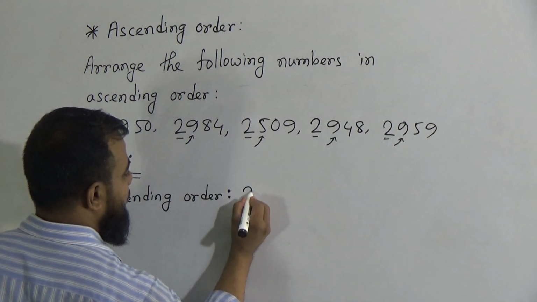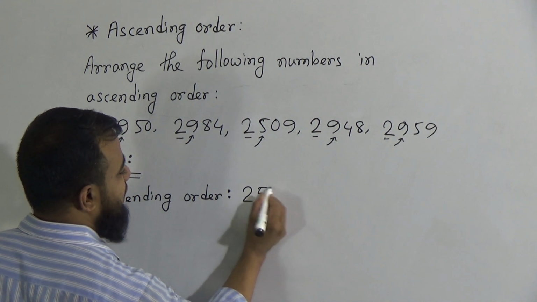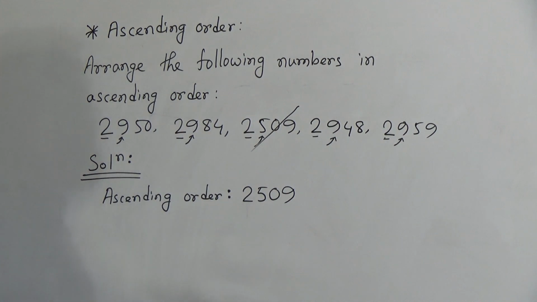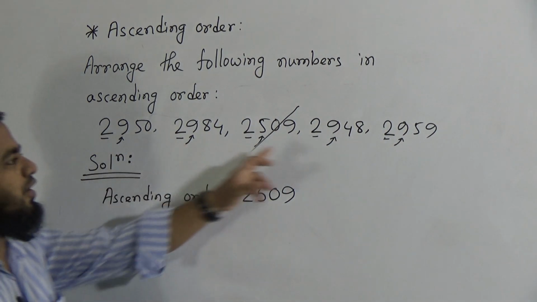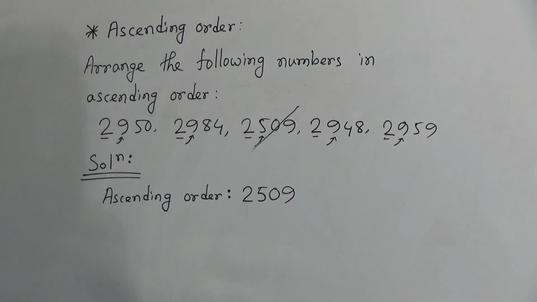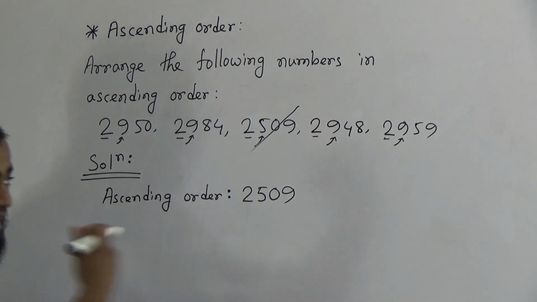So our first number will be 2509. Now cut this number from the question. We will consider now these 4 numbers. Among these 4 numbers, all the numbers have 9 in the tens place. So we should go to the next place value.